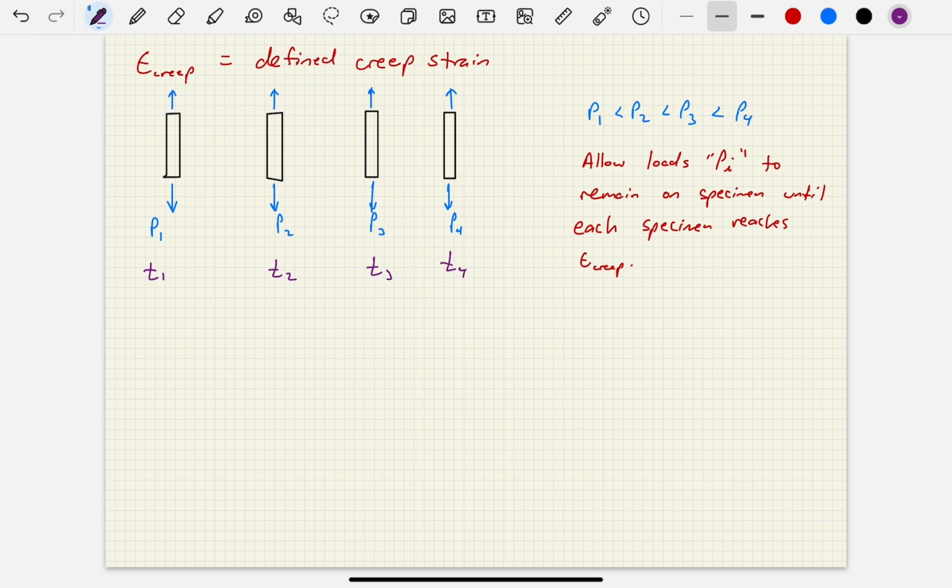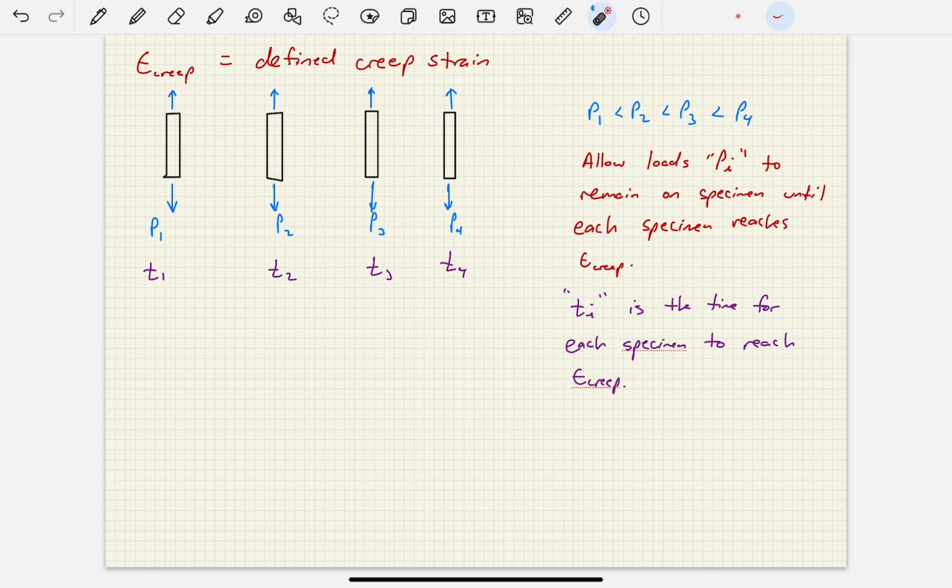So I'm going to say, T sub i is the time for each specimen to reach epsilon creep, okay? Now, you tell me, maybe you should pause the video and answer this question for yourself: what order will they reach epsilon creep in? Which specimen will reach epsilon creep first, second, third, or fourth? Maybe pause the video and say it to yourself because I'm about to tell you, okay?